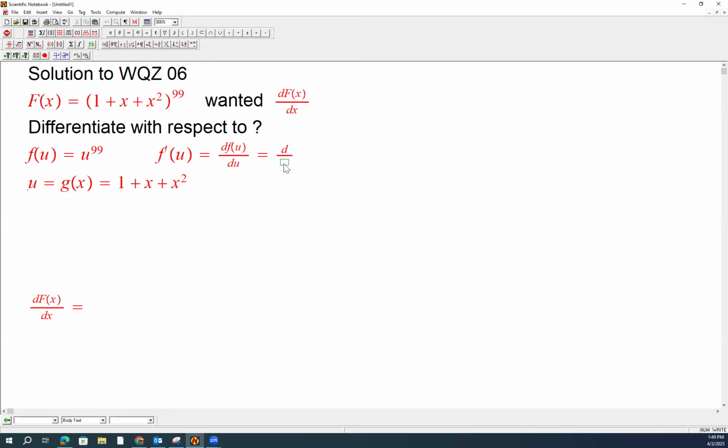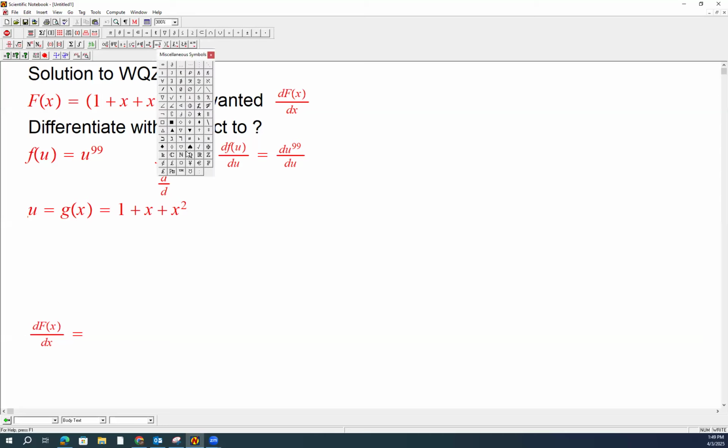So the derivative with respect to U, and F of U is U to the power 99. And now we can use the power rule, the derivative power rule. What is it? The derivative of... in class, I used the heart. So here I'm going to use heart.